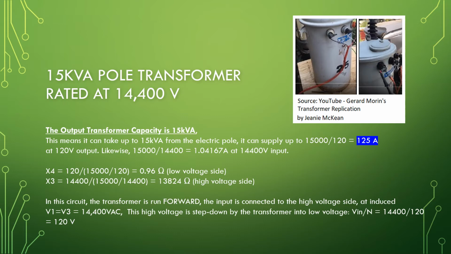In this circuit, the transformer is run forward. The input is connected to the high voltage side at induced V1 equal to V3 equal to 14,400 volt AC. This high voltage is stepped down by the transformer into low voltage. V in divided by N equal to 14,400 divided by 120 equal to 120 volt.